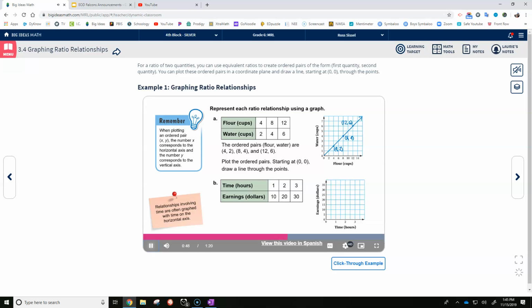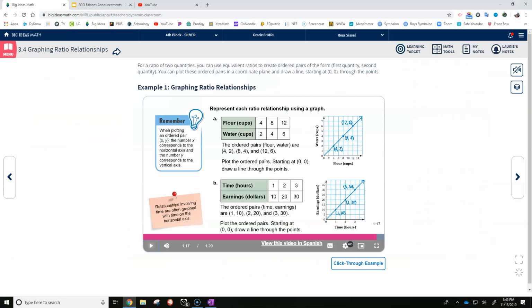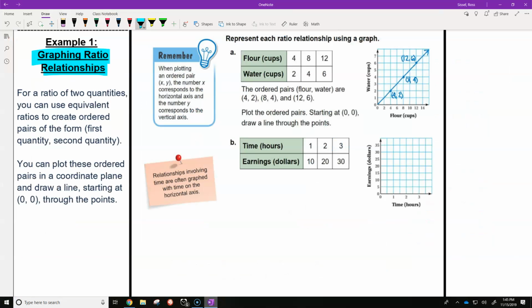Use the equivalent ratios 1 to 10, 2 to 20, and 3 to 30 to create ordered pairs. Okay, who can tell me what is one of my coordinate points? Do not use the highlight. What is one of my coordinate points then? Talon? 1, 10. Everyone should be writing this down. I'm going to go over 1, up 10. What's my second one? 2, 20. Over 2, up 20.